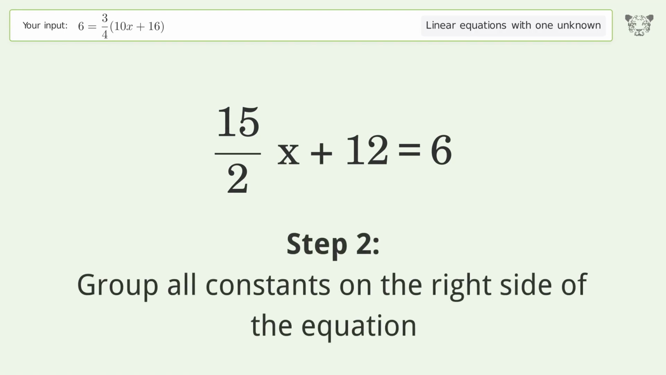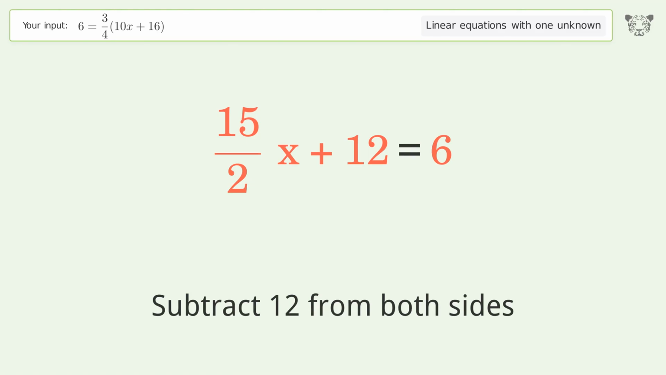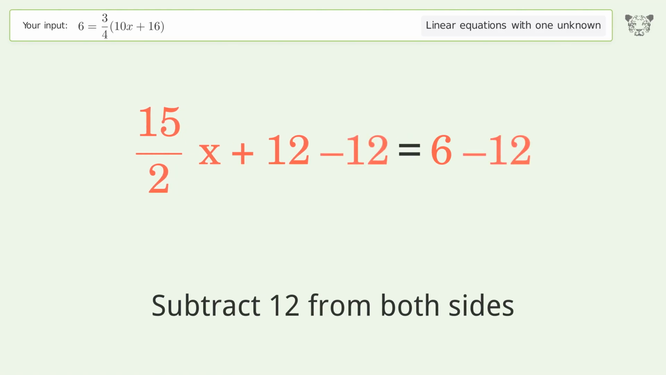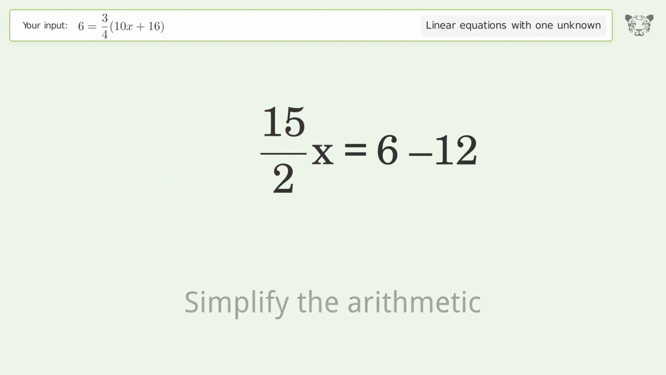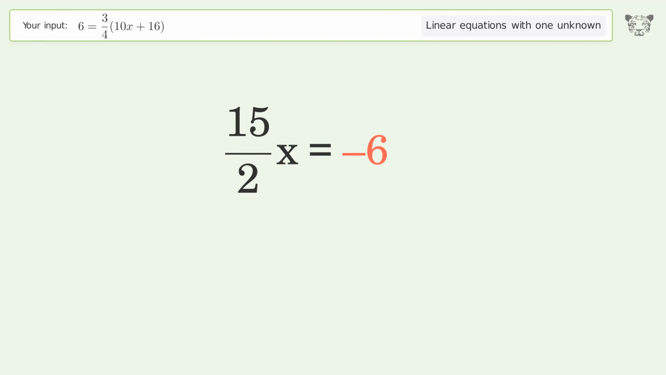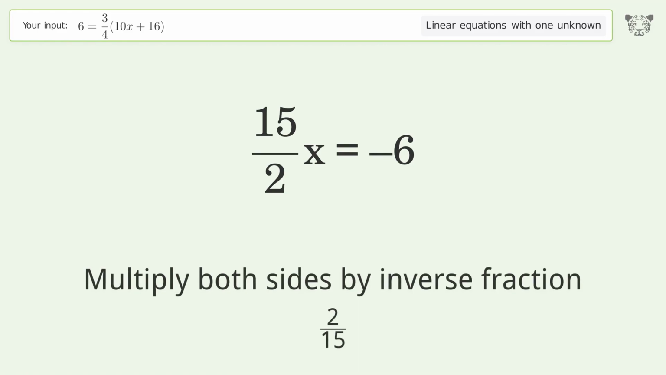Group all constants on the right side of the equation. Subtract 12 from both sides. Simplify the arithmetic. Isolate the x. Multiply both sides by inverse fraction 2/15.